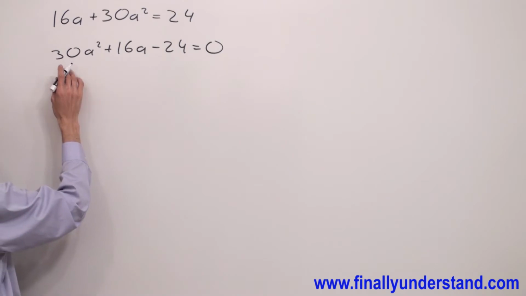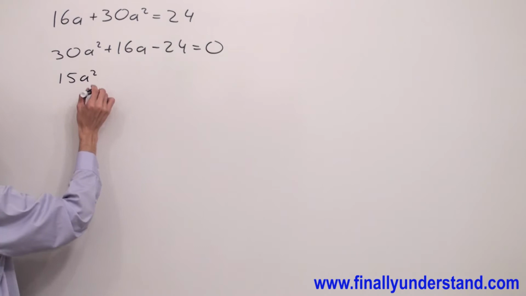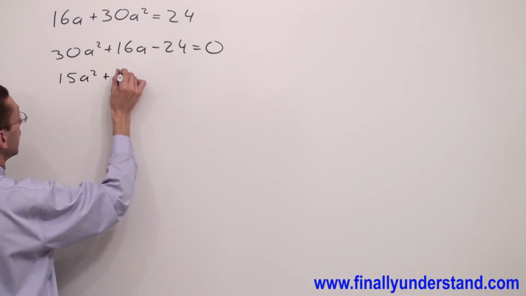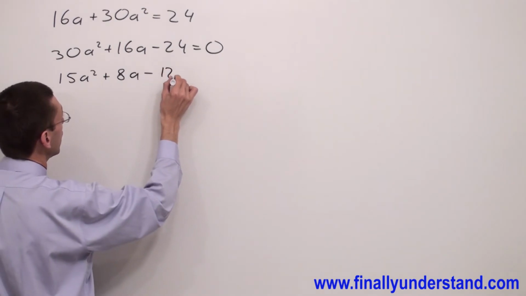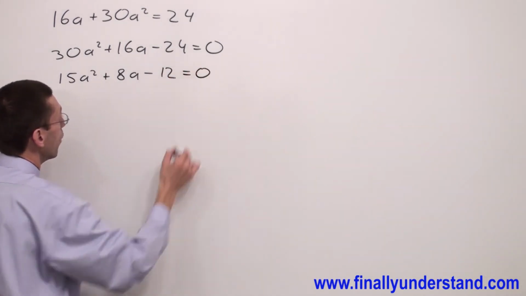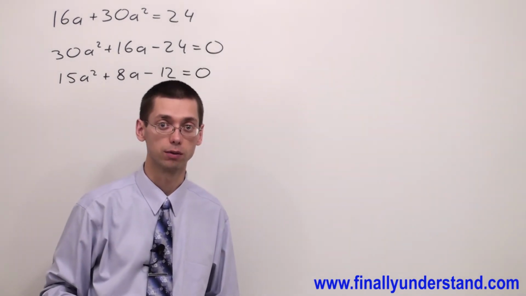30a squared divided by 2 is equal to 15a squared plus 8a minus 12 equals 0. Why did I do so? Because it's much easier to work with the lower numbers.